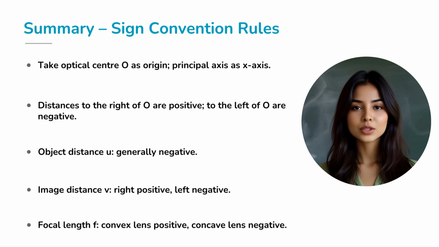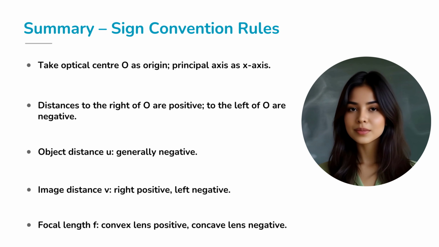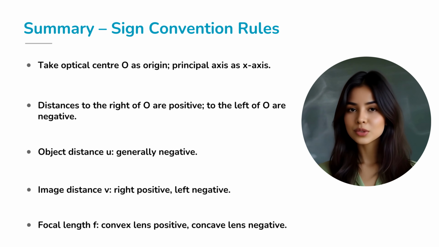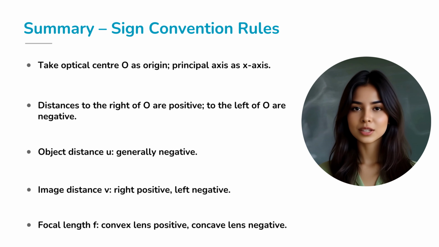Alright students, let's quickly recap the sign convention rules, the golden traffic rules of optics. First, the optical center O is always our origin, and the principal axis is the x-axis. Think of it like the starting line in a running race. Everything is measured from there. Second, any distance measured to the right of O is positive. To the left of O, it's negative. Just like when your teacher says, step forward in class, positive move. But if you step backward, that's definitely negative.